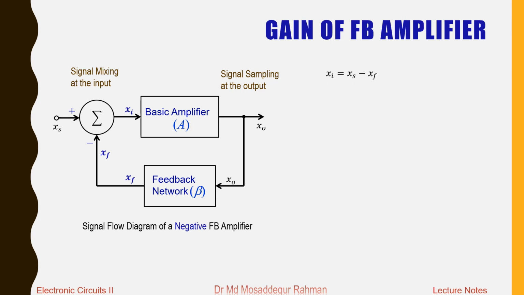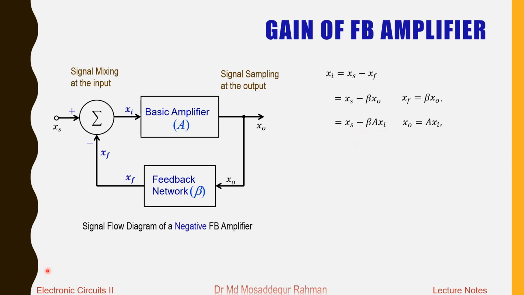So in order to determine the gain of the feedback network, we start with the difference signal xi, that is xs minus xf. Now xf is the output of the feedback network, which we can write as beta x0. So replacing xf by beta x0, we get this. And x0 is the output of the basic amplifier, which is given by A xi. So replacing x0 by A xi, we get this expression for xi.